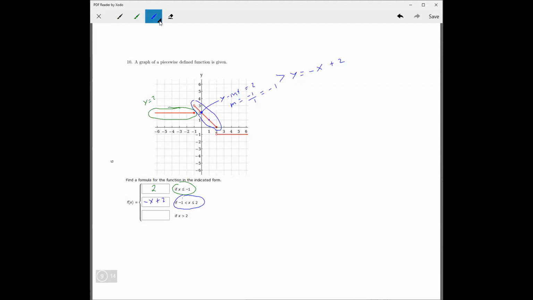And then this last piece, x for x greater than 2, that's this one. And that's just going to be y equals -1. So -1 would be what works there.